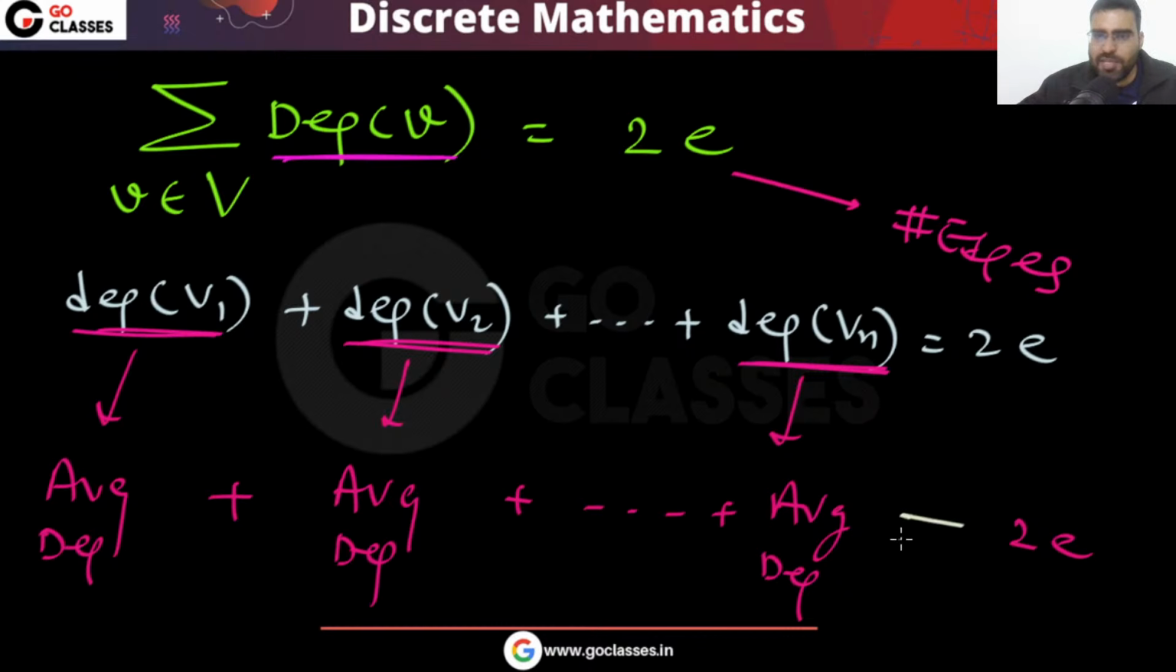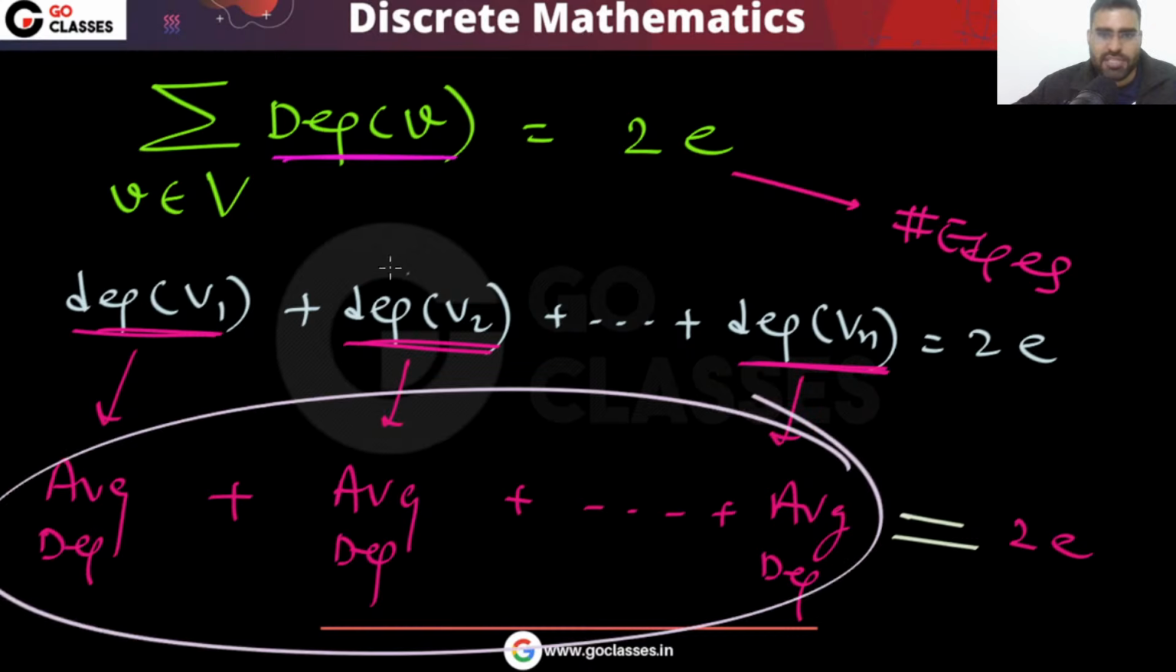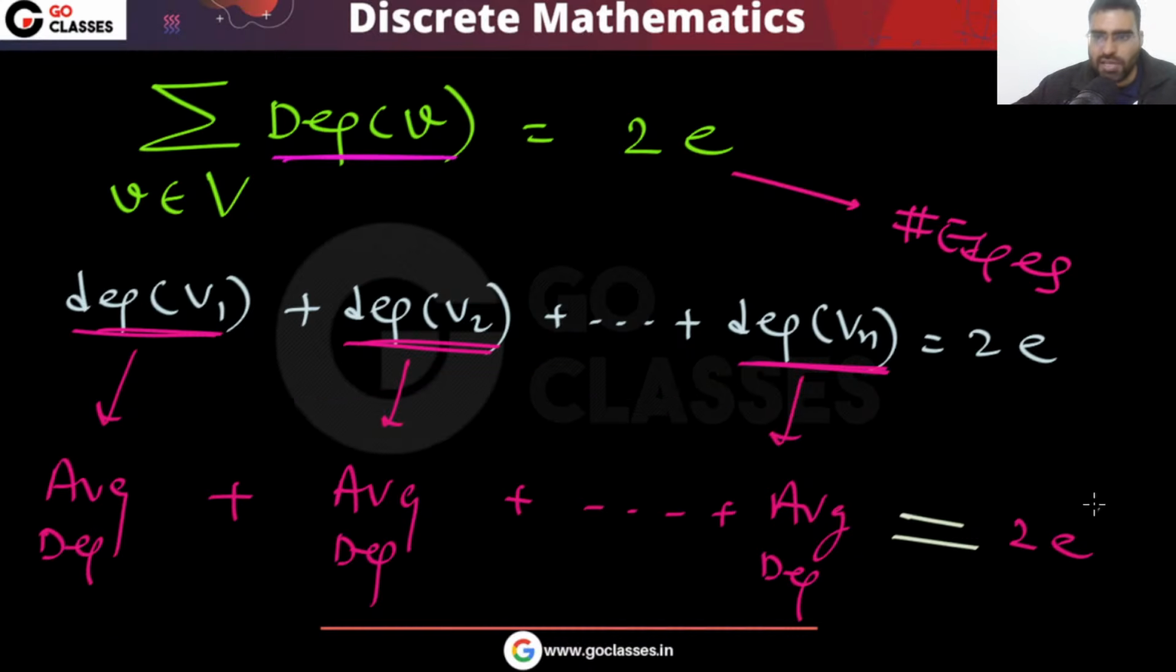Okay, now they will be same, right? Yes or no? Now they will be same. Nothing will be bigger because you are replacing everything with the average degree. So now nothing will change. Everything you are replacing with the average, so that will be 2e. That will be equal.